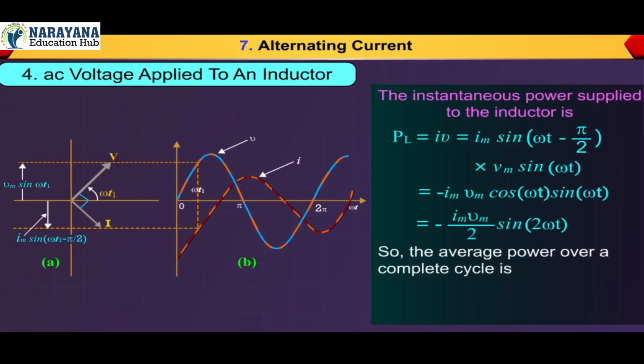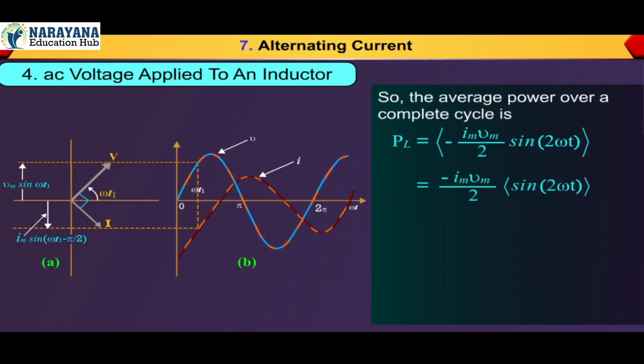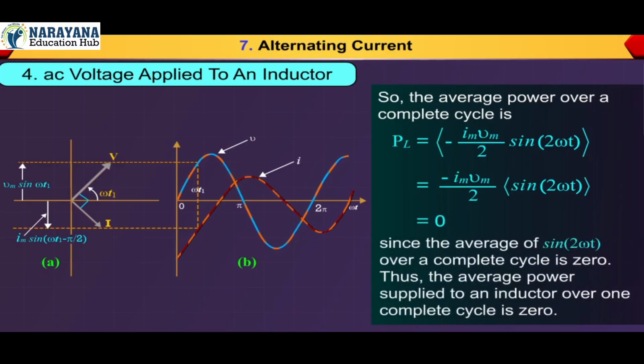So, the average power over a complete cycle is PL is equal to average of minus Im Vm upon 2 sin 2 omega t is equal to minus Im Vm upon 2 average of sin 2 omega t is equal to 0, since the average of sin 2 omega t over a complete cycle is 0. Thus, the average power supplied to an inductor over one complete cycle is 0.